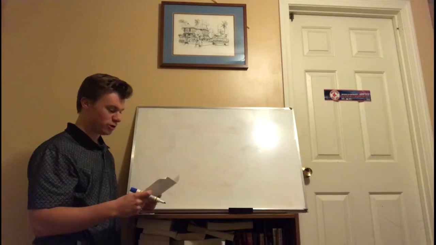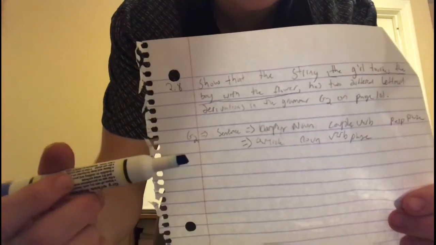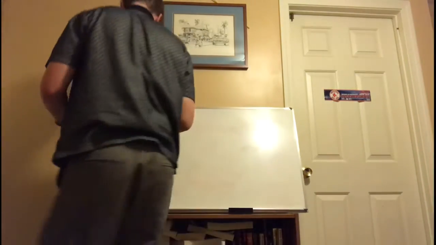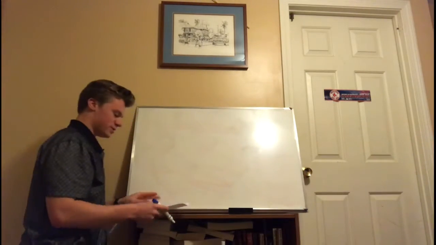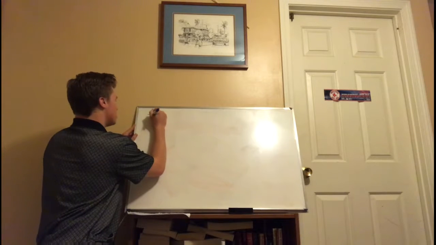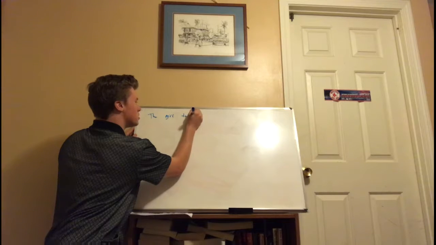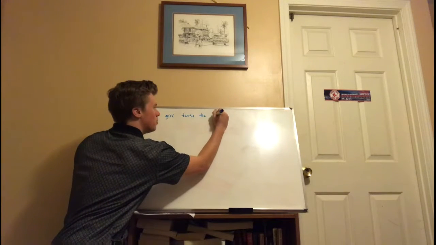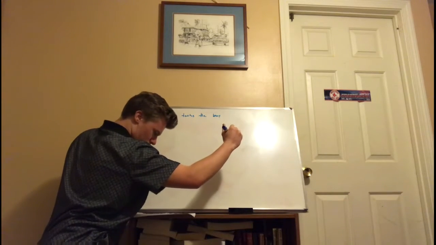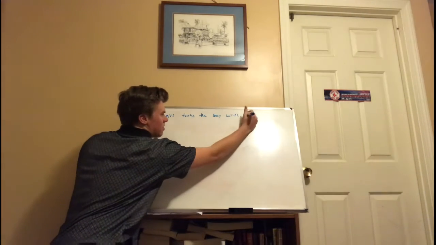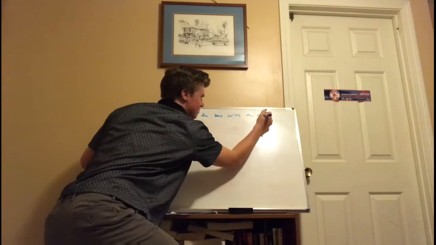Now for chapter 2, we're going to do exercise 8. Again, this is the question up here, and this is the G2 grammar it mentions in the question, just the 2 different ways it's set up. So the question is, the string, the girl touches the boy with the flower.